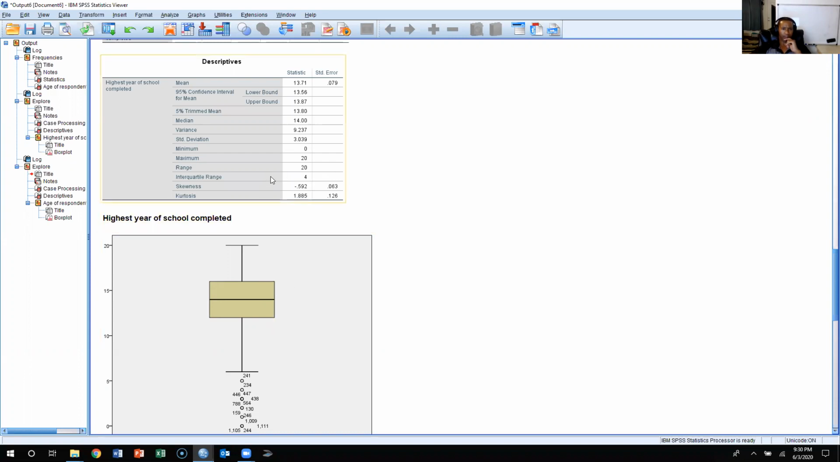IQR is 4, the range is 20. As you can see, since the range uses the most extreme scores in the distribution, and those extreme scores are somewhat atypical, the IQR, the interquartile range, is just a much better measure of variability for this data.